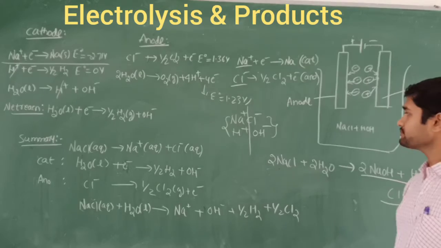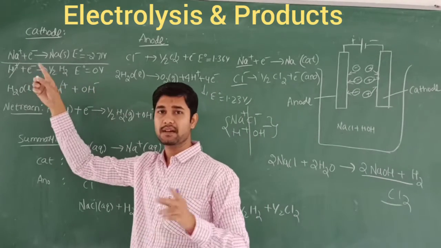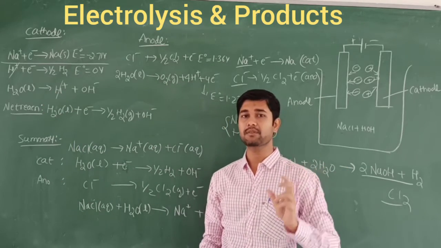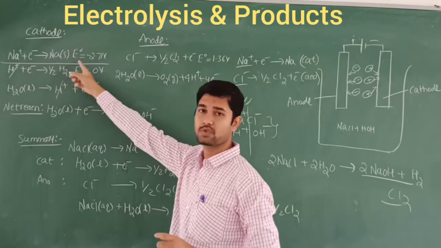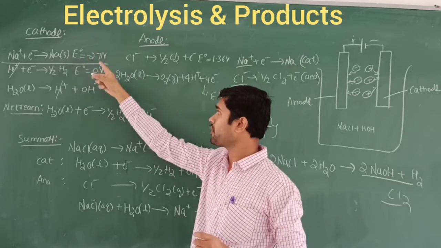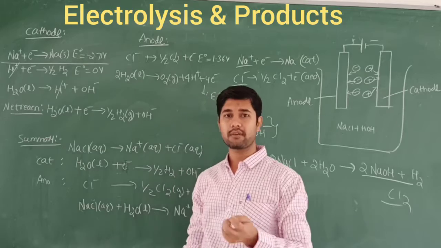That is called reduction. First I should write Na plus, because two types will be there, Na plus and H plus. When this NaCl is dissolved in the water molecules, this Na plus acquires an electron to become sodium metal, and its reduction potential value will be minus 2.71 volt. And hydrogen will also be there. Hydrogen also acquires one electron.